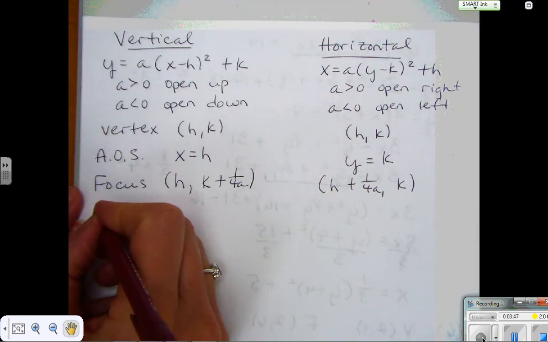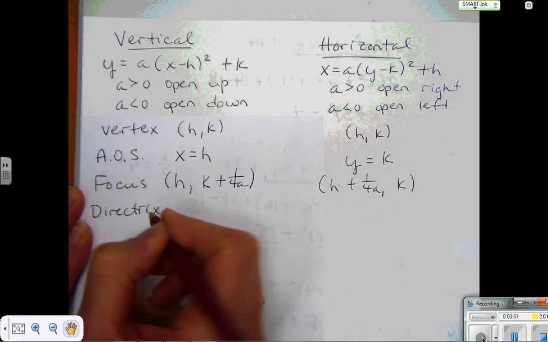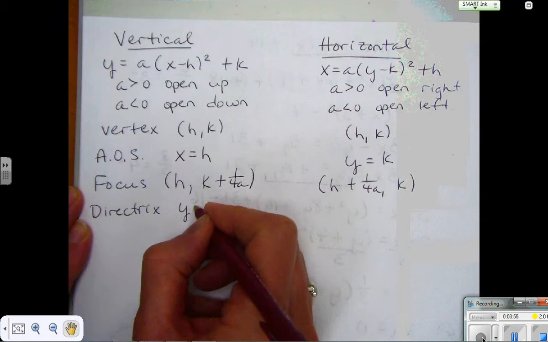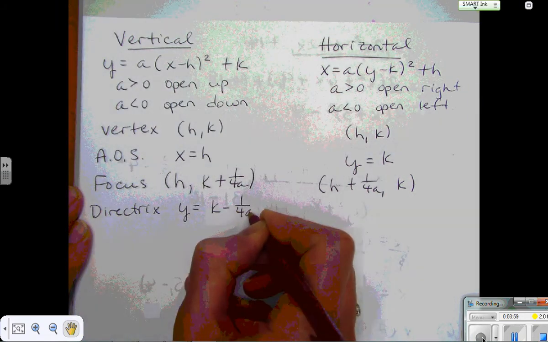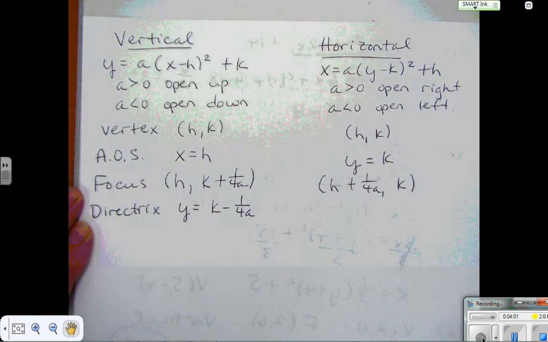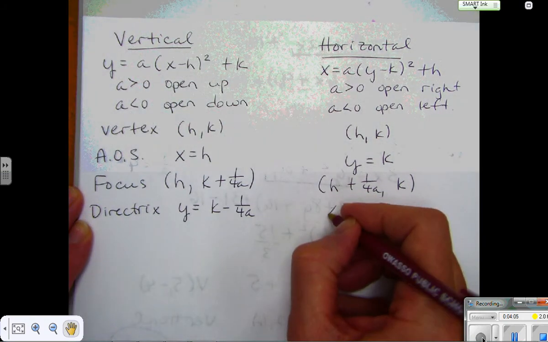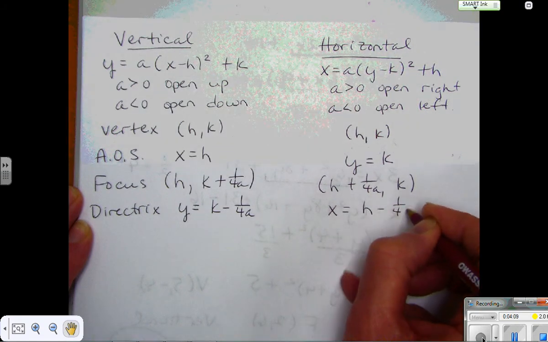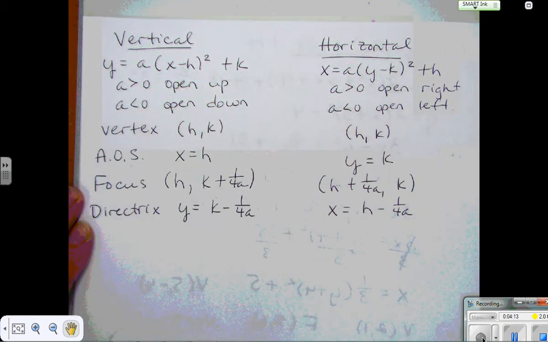And then there's a line called the directrix. For a vertical parabola, the line is y equals k minus 1 over 4a, and it's important that you have the y equals because it is a line. When it's a horizontal parabola, the line is x equals h minus 1 over 4a. So you're using that 1 over 4a more than one time when you're finding parts of a parabola.